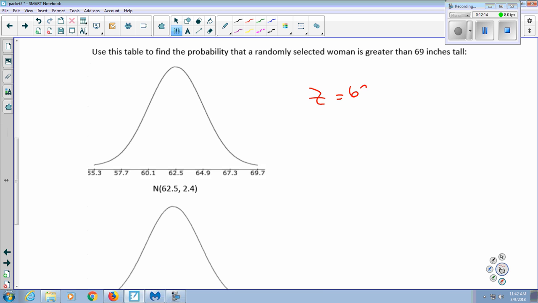So now coming down here, using our model and our table to find this, Z is equal to 69 minus 62.5, and then we're going to divide that by 2.4. That comes out to 2.71. So remember this time, what was our number? 69. Okay, so we're just looking at this tiny little area over here.